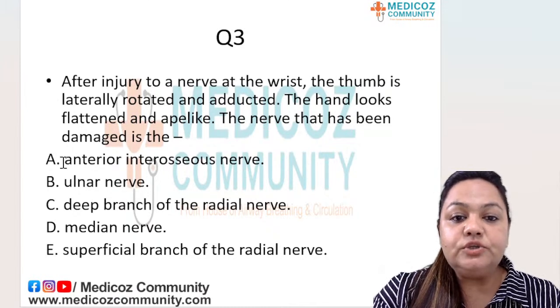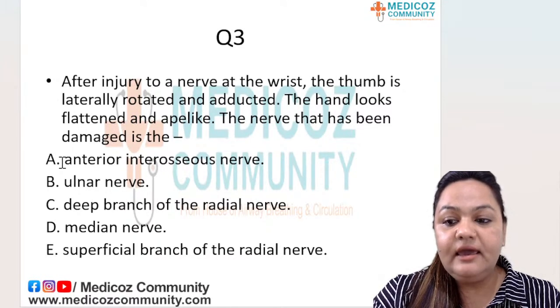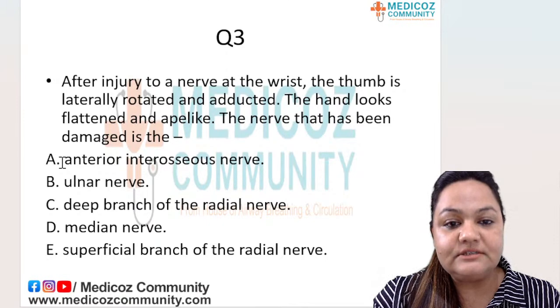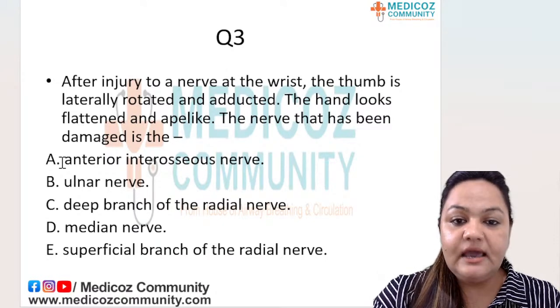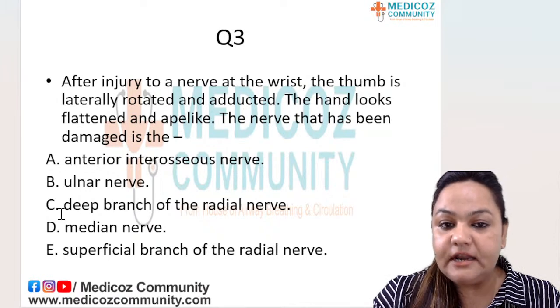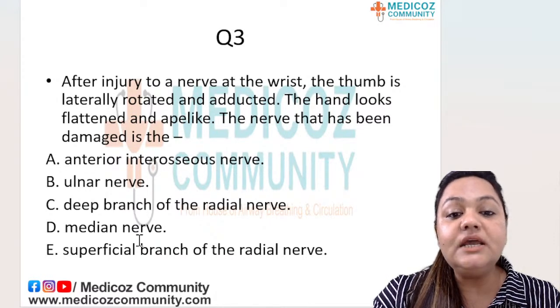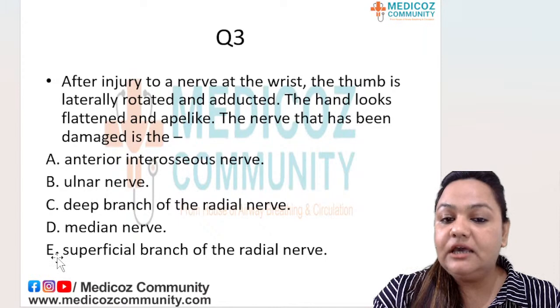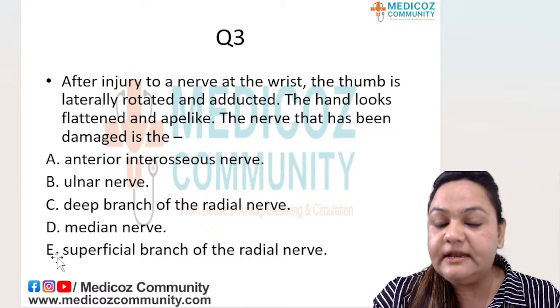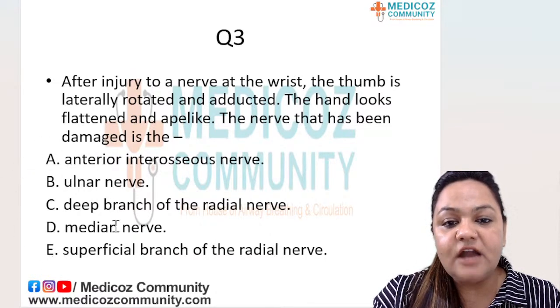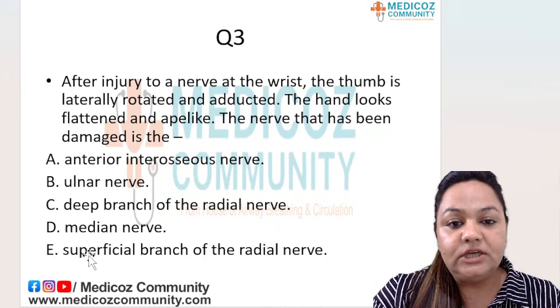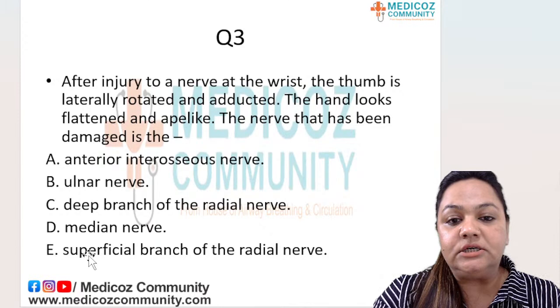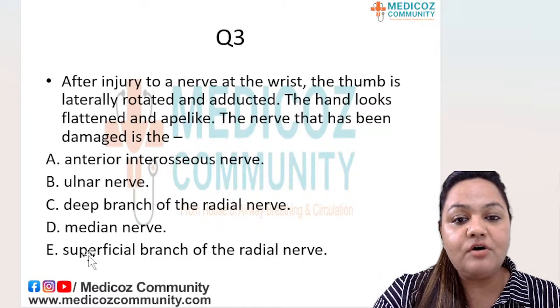The options are: option A, anterior interosseous nerve; option B, ulnar nerve; option C, deep branch of radial nerve; option D, median nerve; and option E, superficial branch of radial nerve. So we have to find out the answer here. If anybody knows the answer, you can drop a message in the chat box.